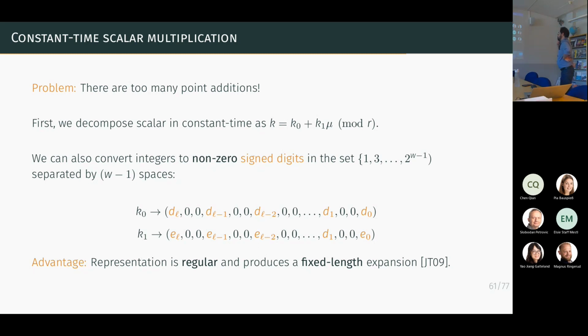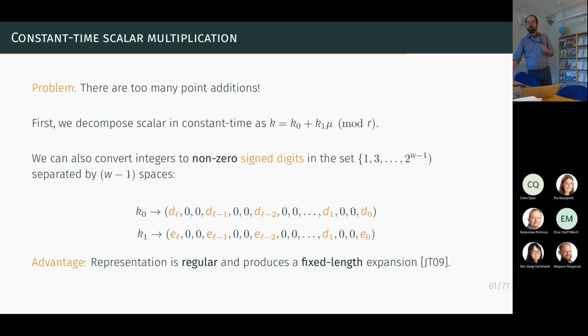But the problem here is these digits will be in some set. So it will be signed and in some set, which means that instead of adding P, in the scalar multiplication algorithm, you might have to add 3 times P or 5 times P or 7 times P. How do you solve that? Without having to compute 5 times P, add that to the accumulator. And maybe in the next iteration, you need 5 times P again, and you multiply it again, add it to the accumulator. How can you solve that?